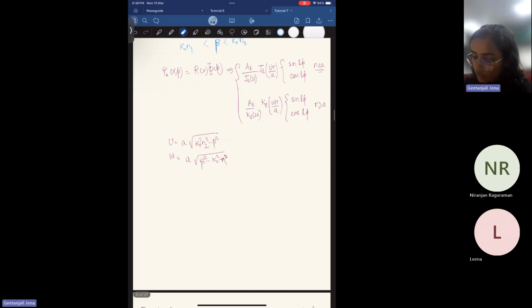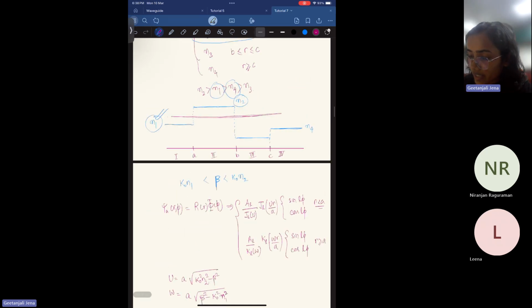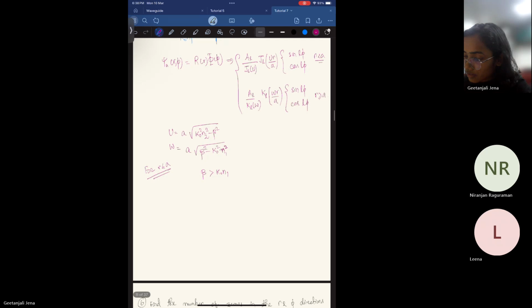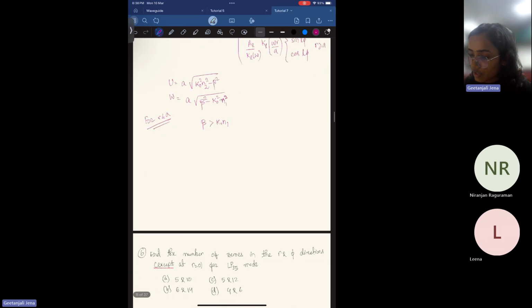Okay, so now let us see the modal field profile. For R less than or equal to A, what do we have? Beta is greater than K0 N1, right? Because here the value of beta is this purple line, which is greater than K0 N1. So that means the solution is similar to a solution for the cladding layer.